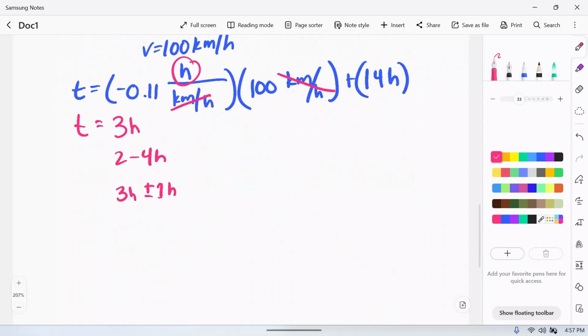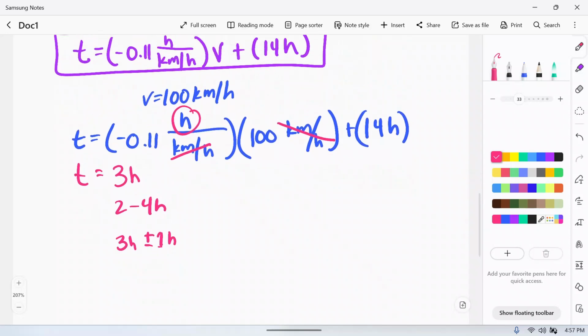So that is how you draw best fit equations and use best fit equations to learn things about the world around us.